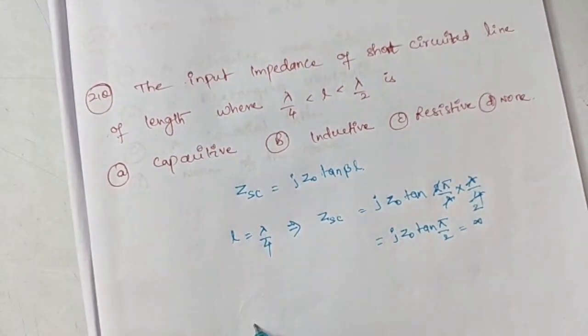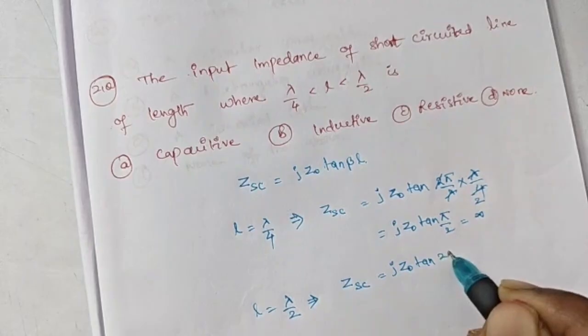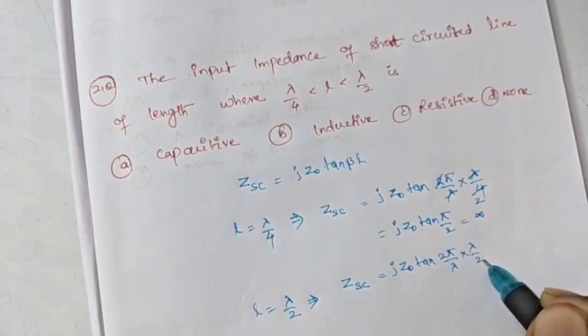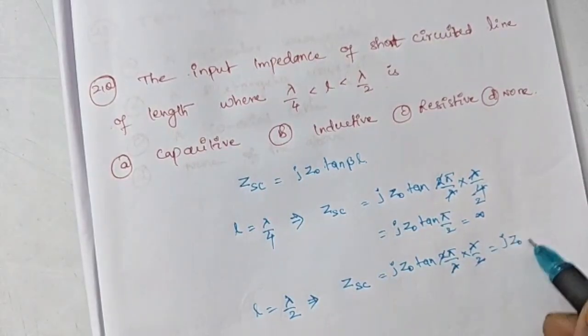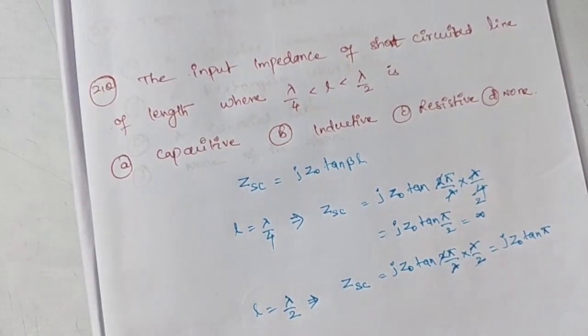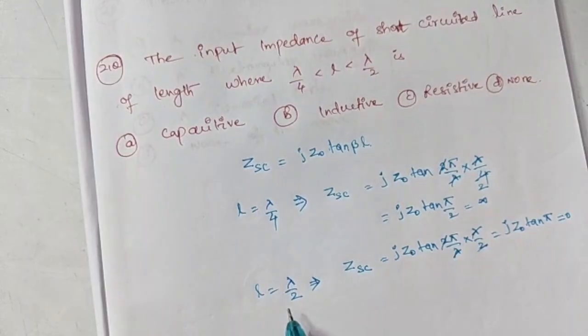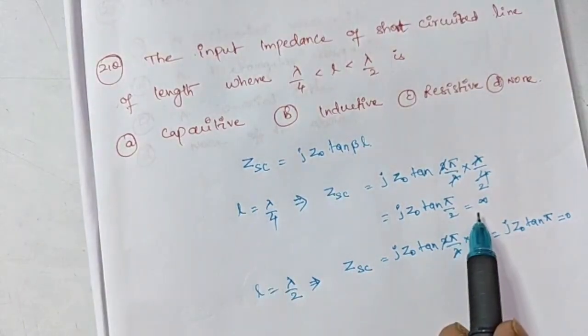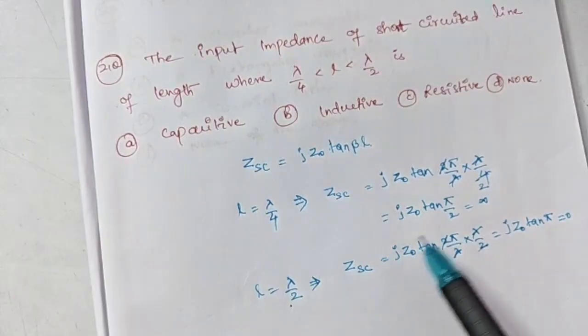And if I take L equal to lambda by 2, then ZSC is j Z0 tan of 2 pi by lambda into lambda by 2. So lambda cancels, which is j Z0 tan pi. So tan pi value is 0. So at lambda by 2, the value is 0. At lambda by 4, the value is infinity. So that means if I take any value in between lambda by 4 to lambda by 2, the value is coming from infinity to 0.